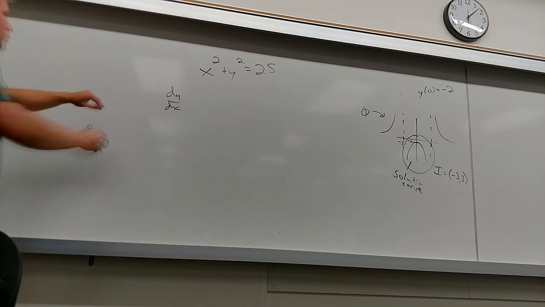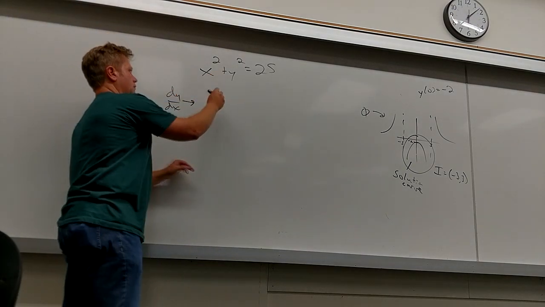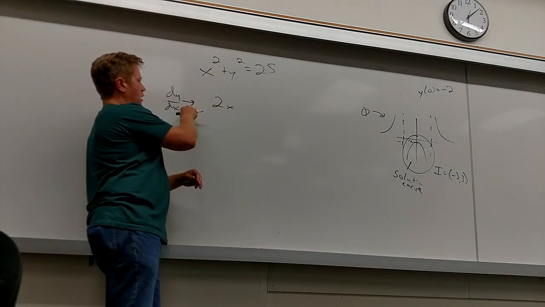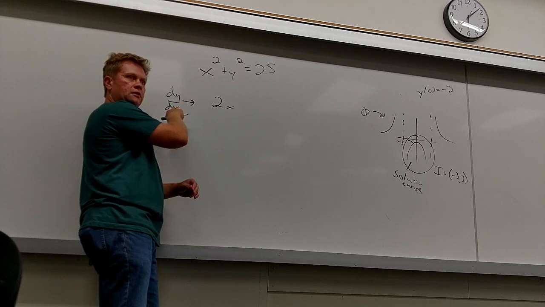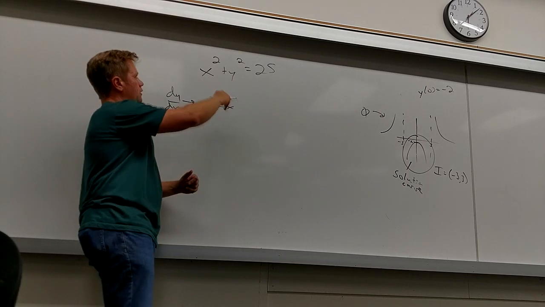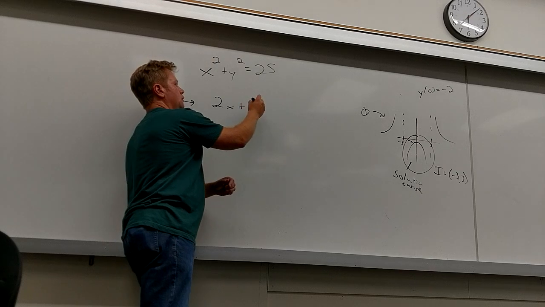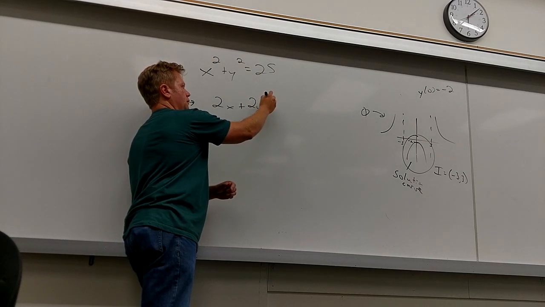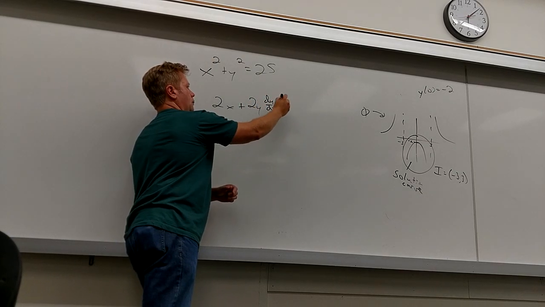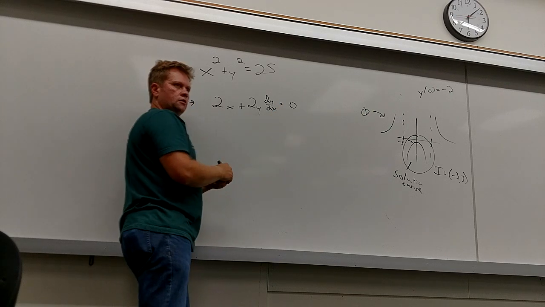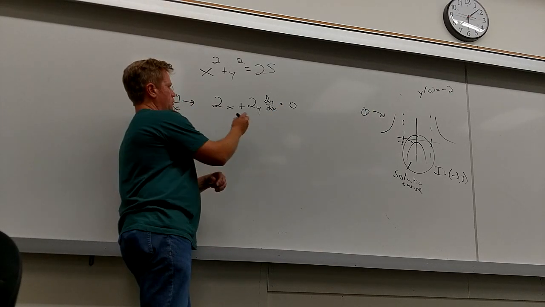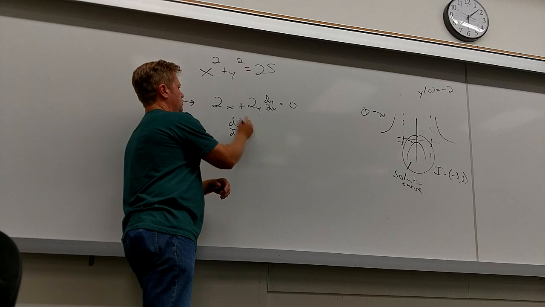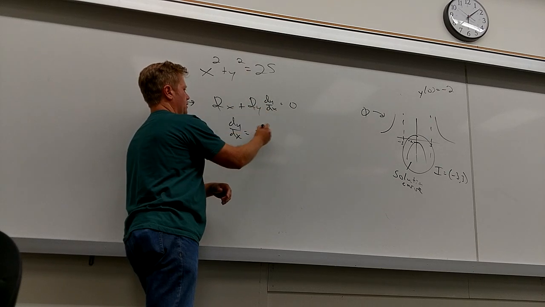How does implicit work? So 2x. This arrow just means this is the method I'm going to use to get this. I didn't put an equal sign because that's freaky. 2x plus 2y times dy/dx equals 0. Then dy/dx equals, the 2's cancel, subtract x, divide by y.